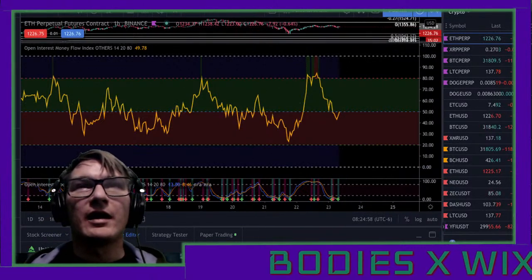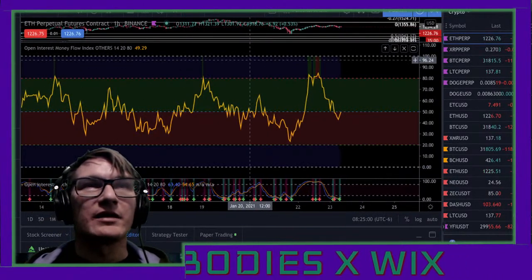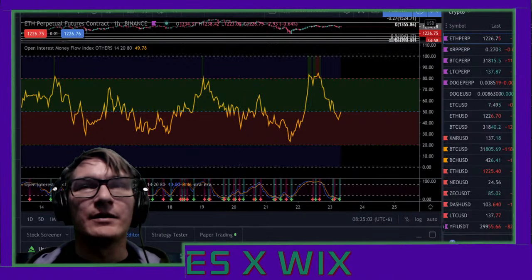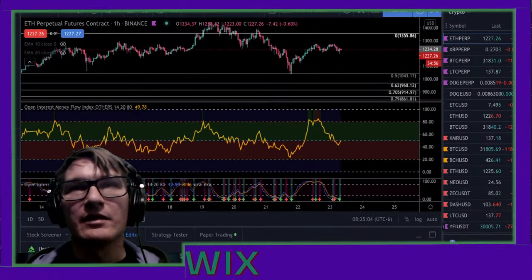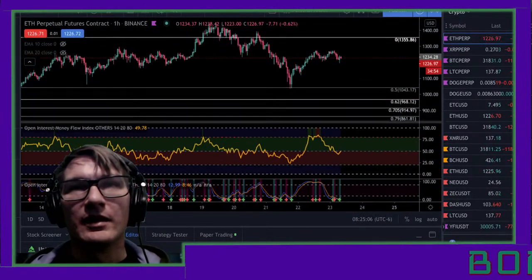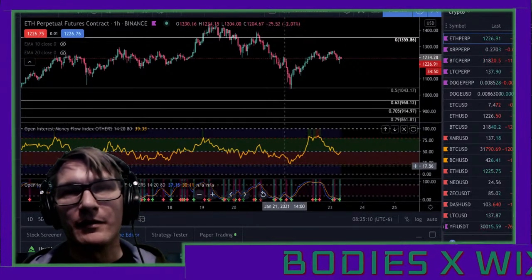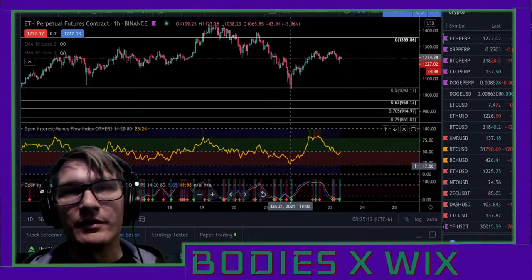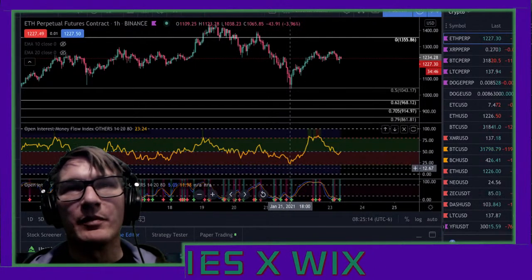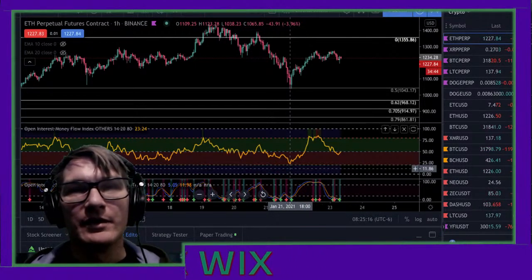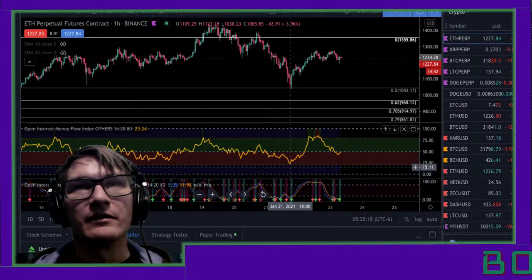So I like this one because it's very close. Especially once you get almost to oversold, you can almost buy at that point. As you can see, we can make a line right now from right here.